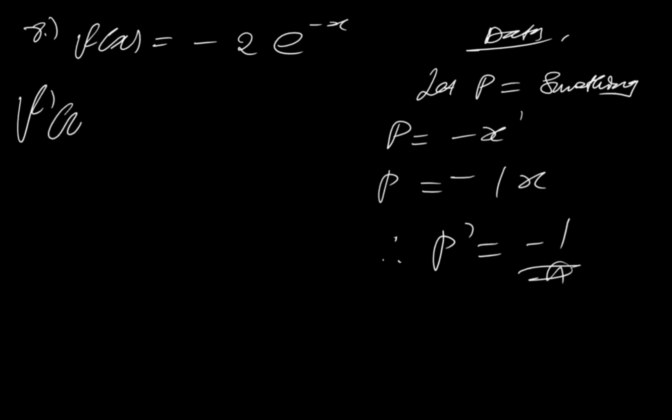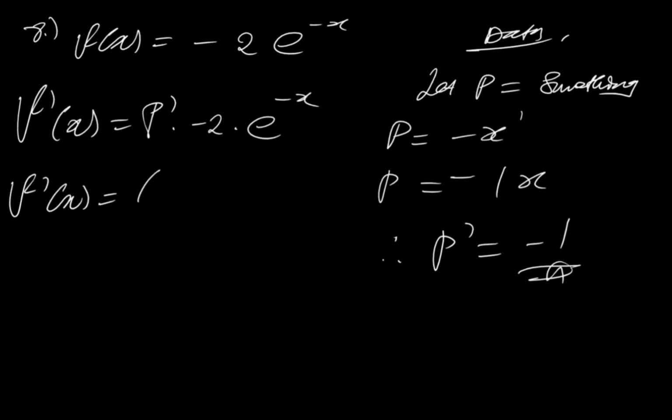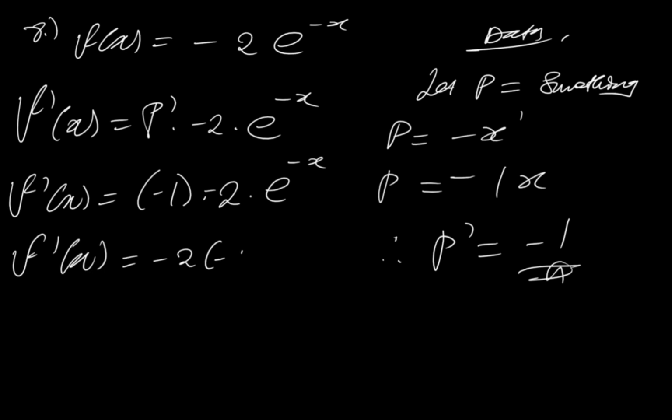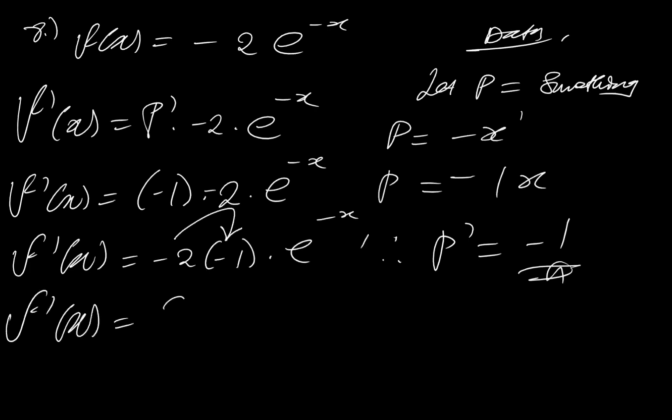Now, f prime of x will just be p prime times whatever you have, which is negative 2 times e to the minus x. So f prime of x is equal to p prime, which is minus 1, times minus 2, times e to the minus x. So f prime of x is the same as writing minus 2 times minus 1 times e to the minus x. So f prime of x is equal to minus 2 multiplied by minus 1, and you get a positive 2 times e to the minus x. And this is your final answer.